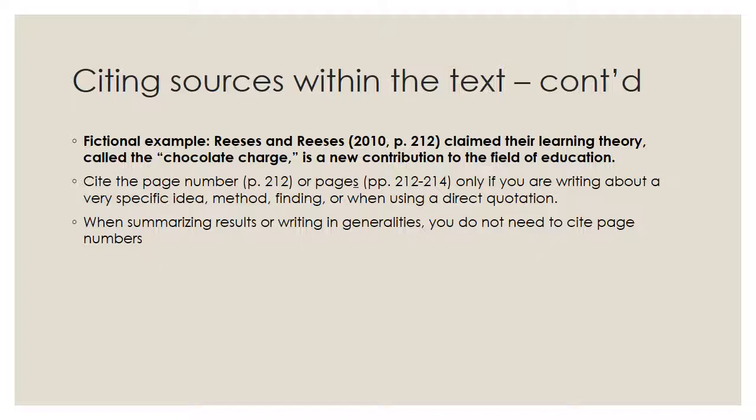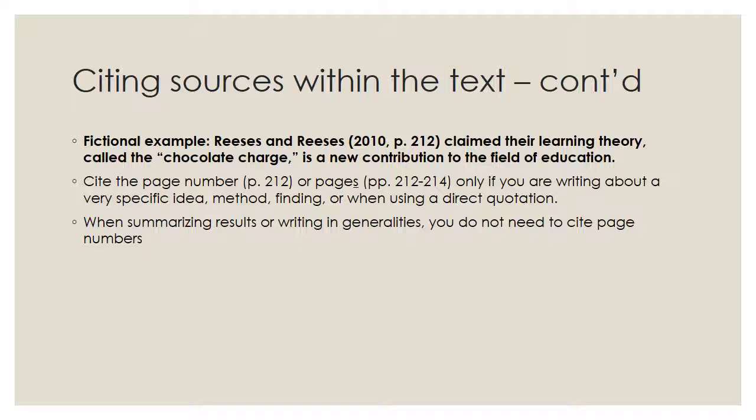Now here's another example when maybe there's an idea that you want to discuss that's on a specific page, or it's something you want to direct your reader's attention to. So here's a fictional example. Reese's and Reese's 2010, page 212, claim their learning theory called the chocolate charge is a new contribution to the field of education. So if you want to cite page numbers, and when it's a single page, it's just p period and then the page number. If it's multiple pages, then it's pp period and then the series of page numbers.